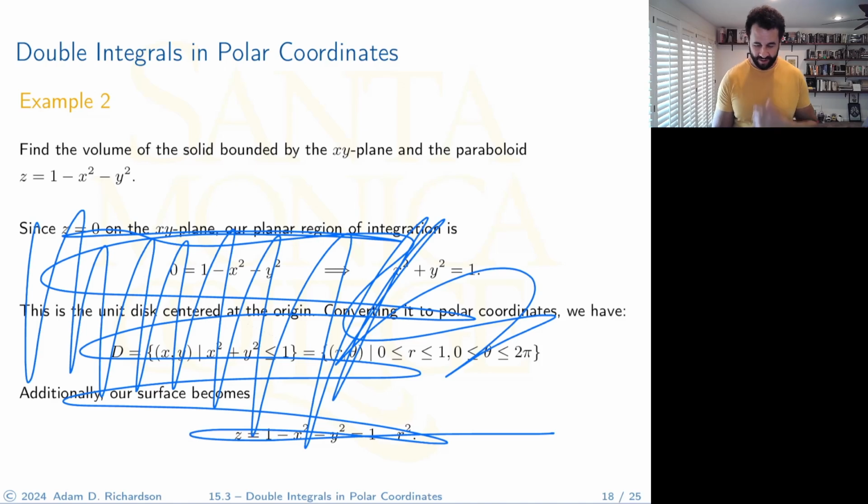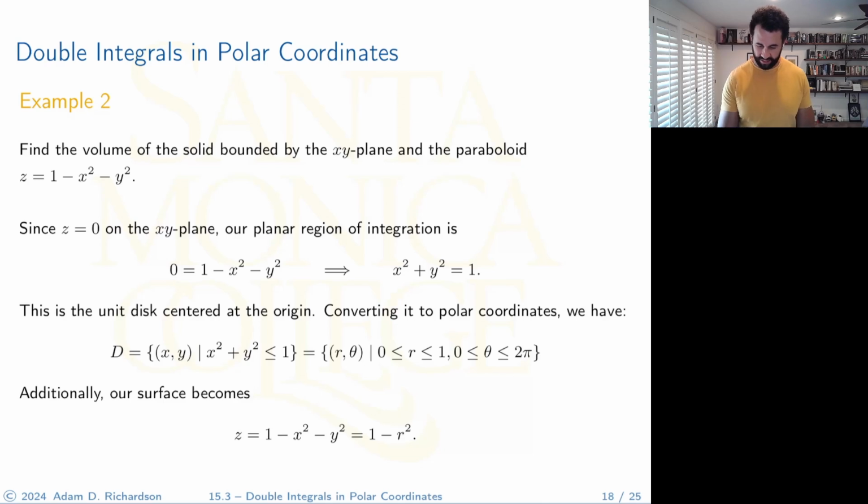Okay, here we go. All right, so we want to find the volume of the solid bounded by the xy plane and the paraboloid given by this function here. Now, z equals 0 on the xy plane. So that means that our planar region of integration is given by this right here. Rewriting it, we see this is just the unit disk centered at the origin. So that's our region of integration, the unit disk right here.